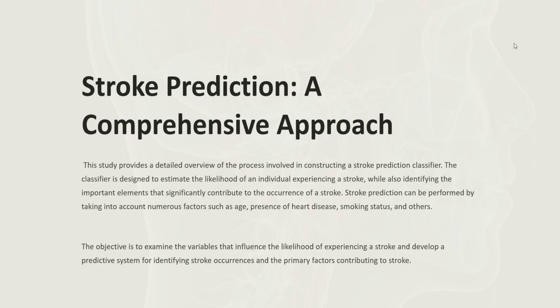Hello, this was our PRML project. In the project, our main objective was to examine the variables that influence the likelihood of experiencing a stroke and develop a predictive system for identifying stroke traces and the primary factors contributing to a stroke.